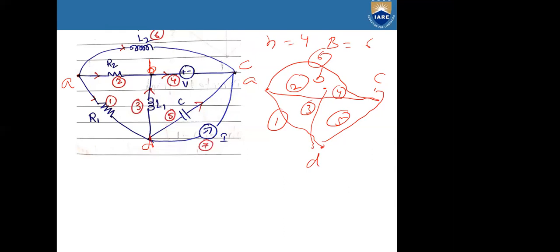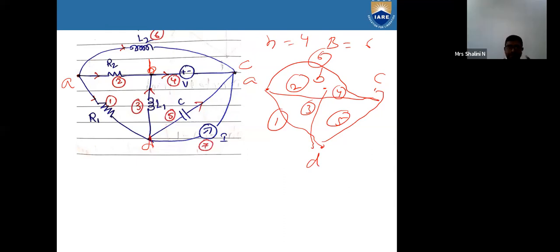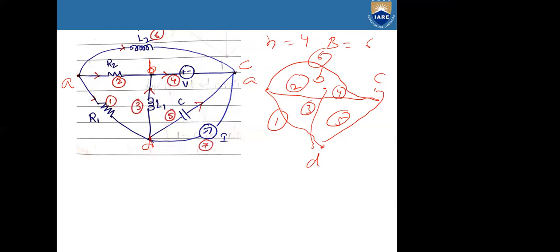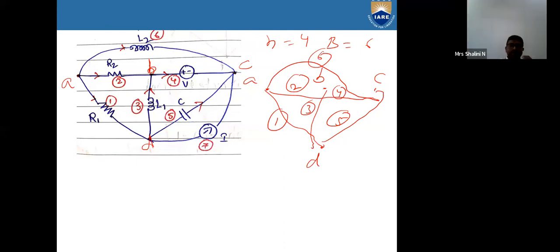What I am saying is the main objective: in graph theory, the branch elements are equal to or less than those of the electrical circuit. Why? Because the current source is open circuited in graph theory. So in the graph we have identified the 4 nodes and 6 branches.